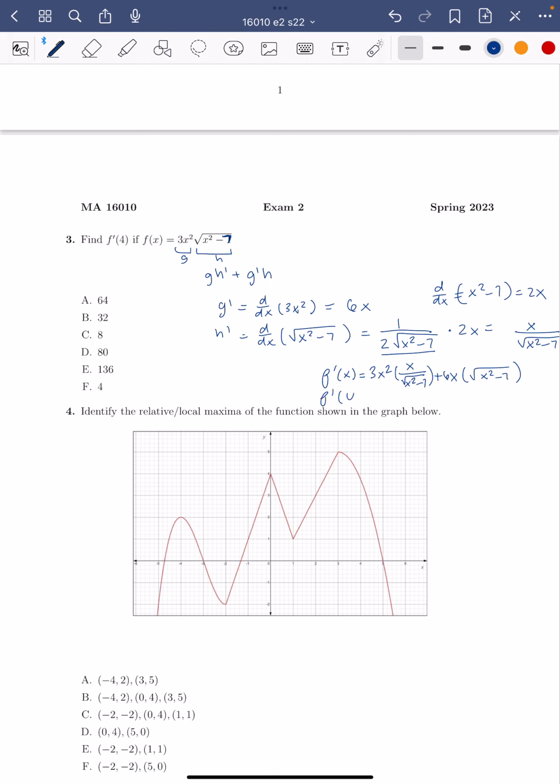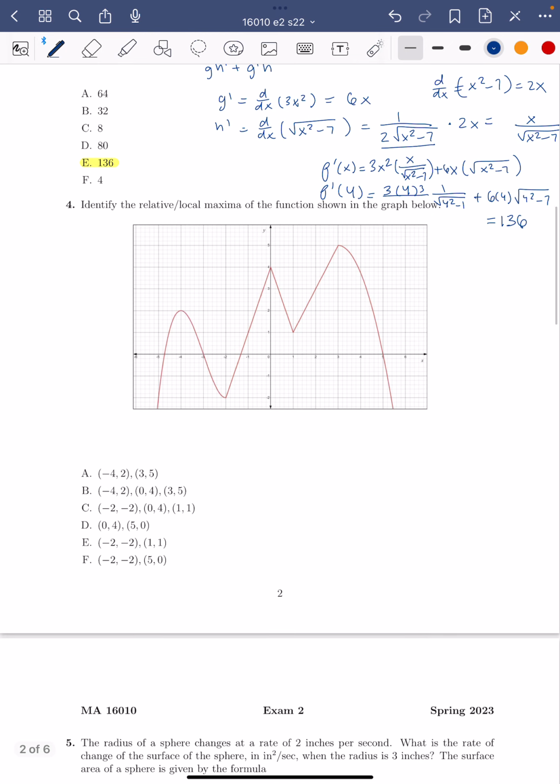So f prime of 4 equals 3 times 4 cubed over 4 squared minus 1 plus 6 times 4 times the square root of 4 squared minus 7. If you plug all of this into your calculator and simplify, you will get 136, or E.